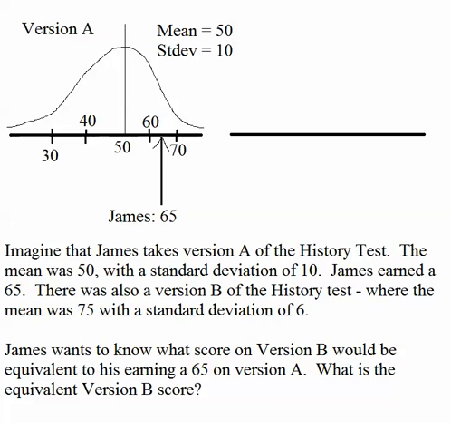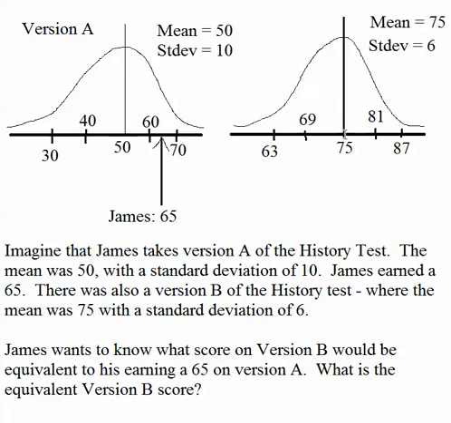So I'm not going to calculate the z-score. I figure you can look that up elsewhere, but here his value is 65. His z-score is 1.5. He is 1.5 standard deviations above the mean. So what would be the equivalent score in this new distribution? In this new distribution, the mean is 75. To be one standard deviation above the mean would be to earn an 81. To be two standard deviations above the mean would be to earn an 87.